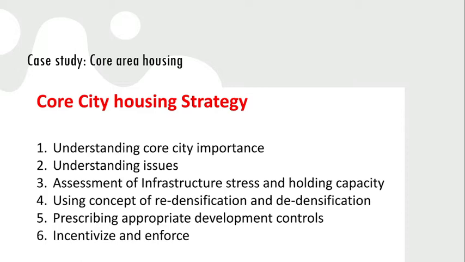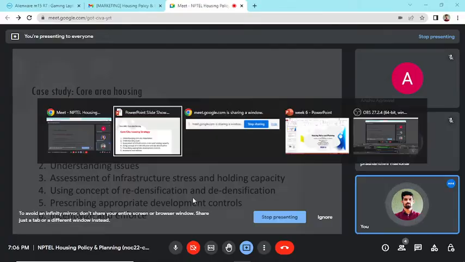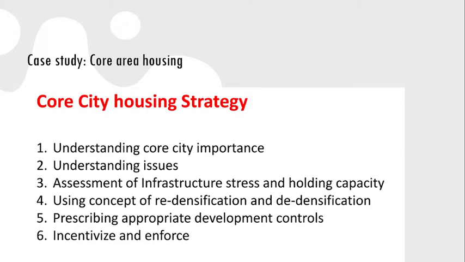So there are 6 different steps. First of all, we have to understand the importance of the core city, why the core city is actually important for studying. Then we should identify, is it a pilgrimage town? Is it because of some other case? Is it an industrial town? Why is the core city like that? So you have to understand the nature of the core city. Then understanding what are the different issues present there. Is it clumsiness, congestion due to the very close proximity of the building location and high density, inadequate infrastructure, etc.